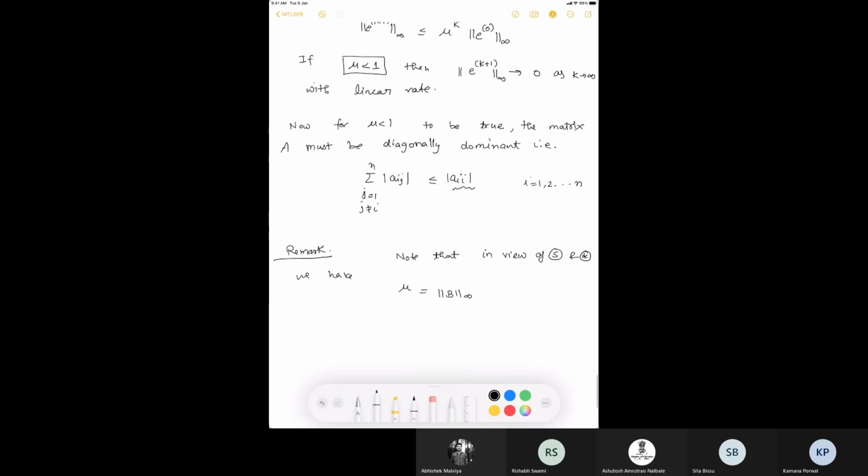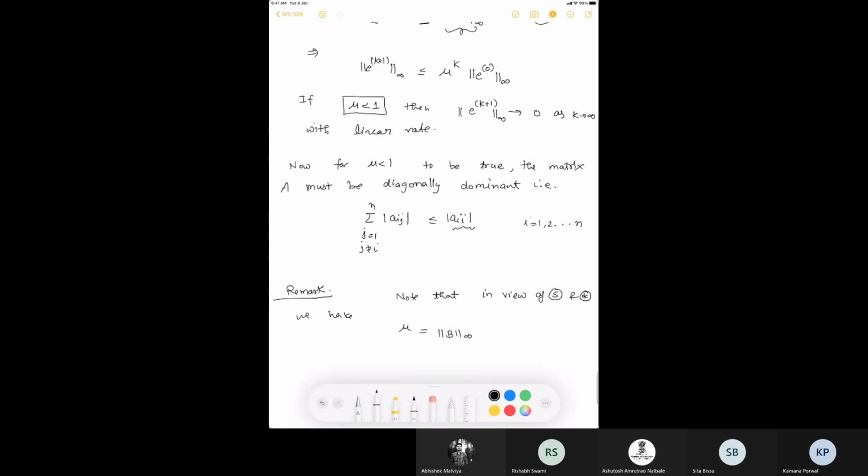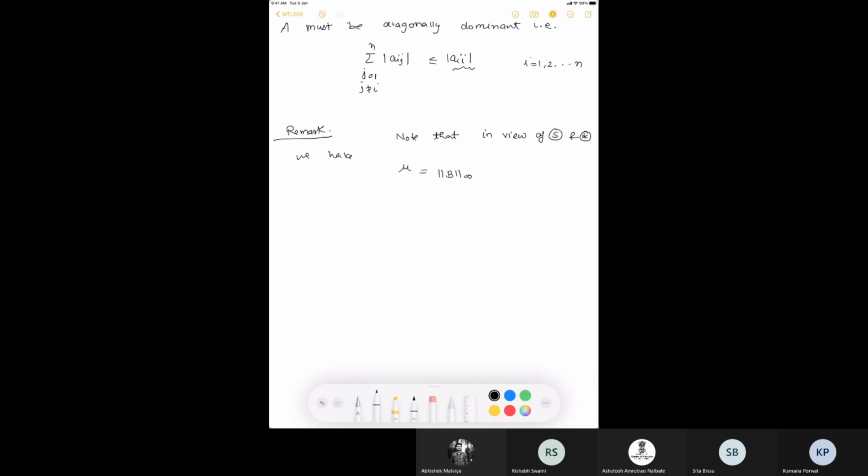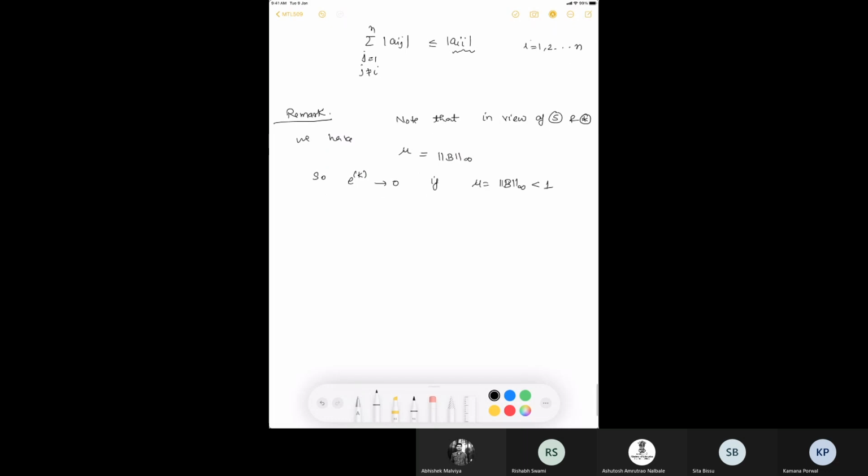So what we are having here, that if we want that error should go to 0, for that I need that mu is strictly less than 1. So which means that I'm demanding that the norm of the matrix B has to be strictly less than 1, right? So the error goes to 0 if we are having that mu, which is nothing but norm of B, this is strictly less than 1. Okay.